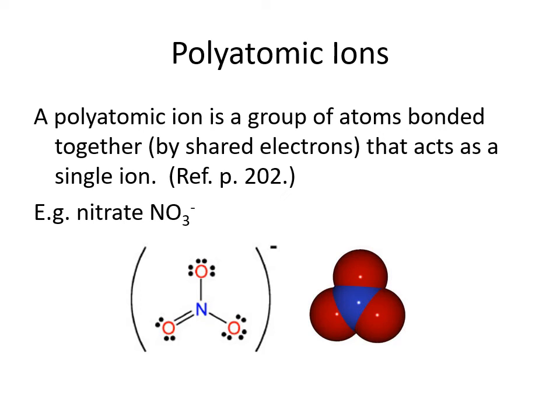Hi class, today's lesson is on polyatomic ions. So a polyatomic ion is a group of atoms bonded together that actually acts as a single ion. And what they are actually acting like is a group of nonmetals.